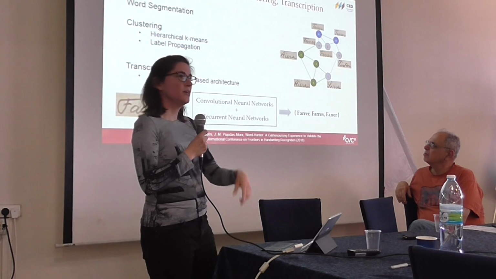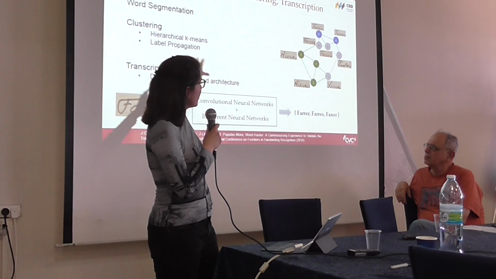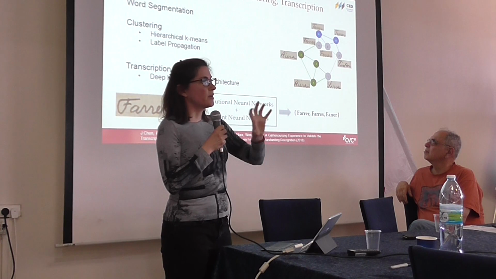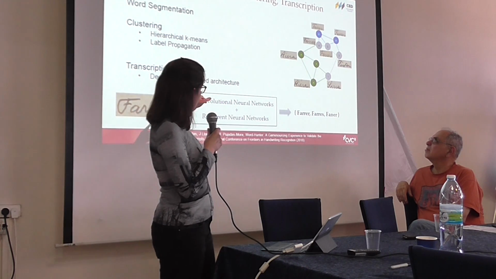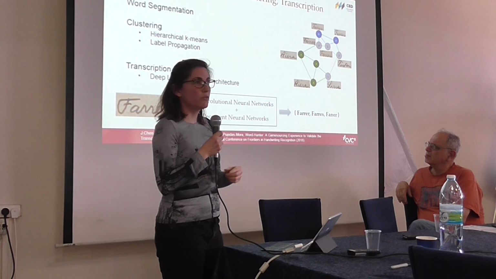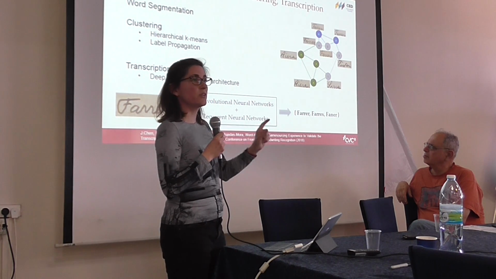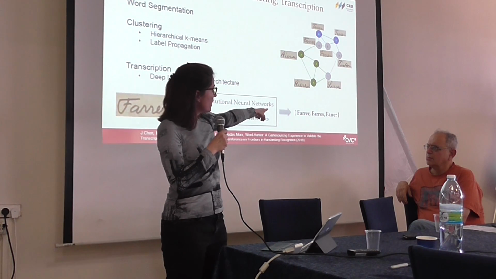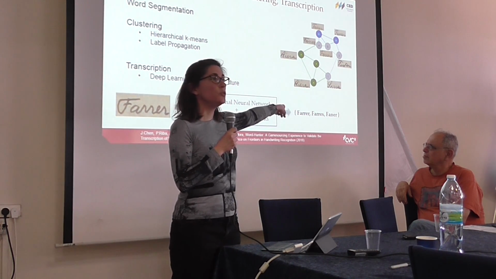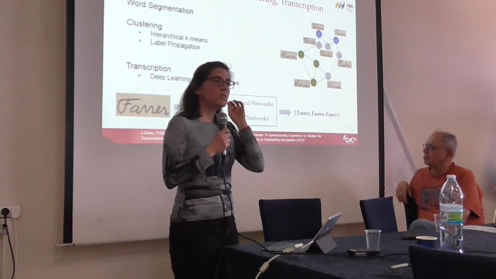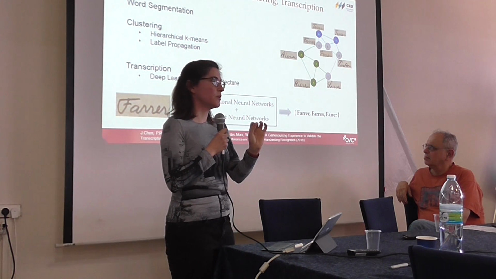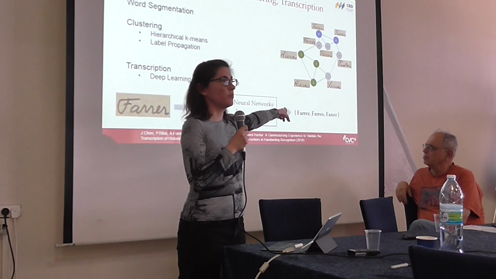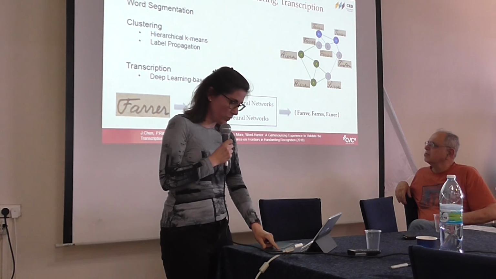How did we do this? We take all words, we cluster them, we expand the labels to the neighbors so that we can have all the different variations. And from this, we use convolutional neural networks and recurrent neural networks for the transcription. So we have this input image, and the system says probably Farré, but the other two could also be possible. So this is what we ask the user. We show this word, and we say, can you confirm that the transcription is one of these? And this is what we do.